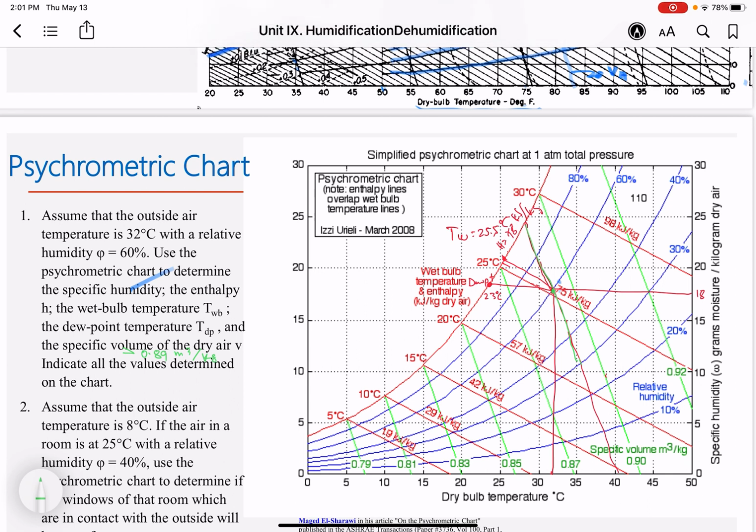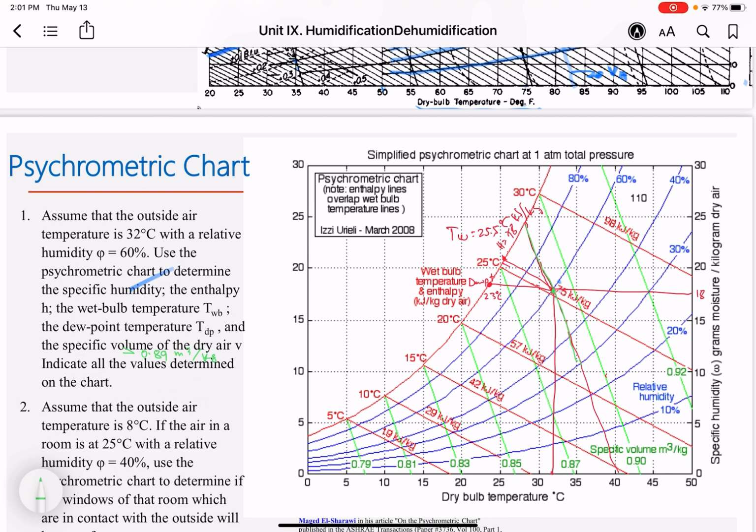So, just knowing either the relative humidity and the dry bulb temperature, you could actually get so much of the properties of the air-water vapor mixture. Okay? Now, let's do number 2.